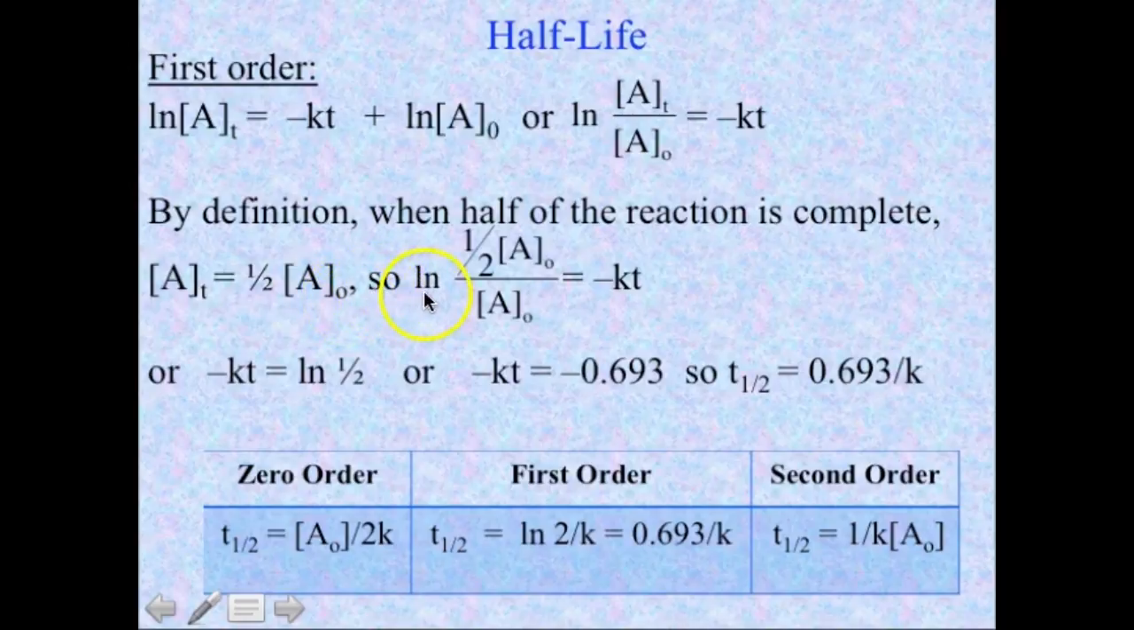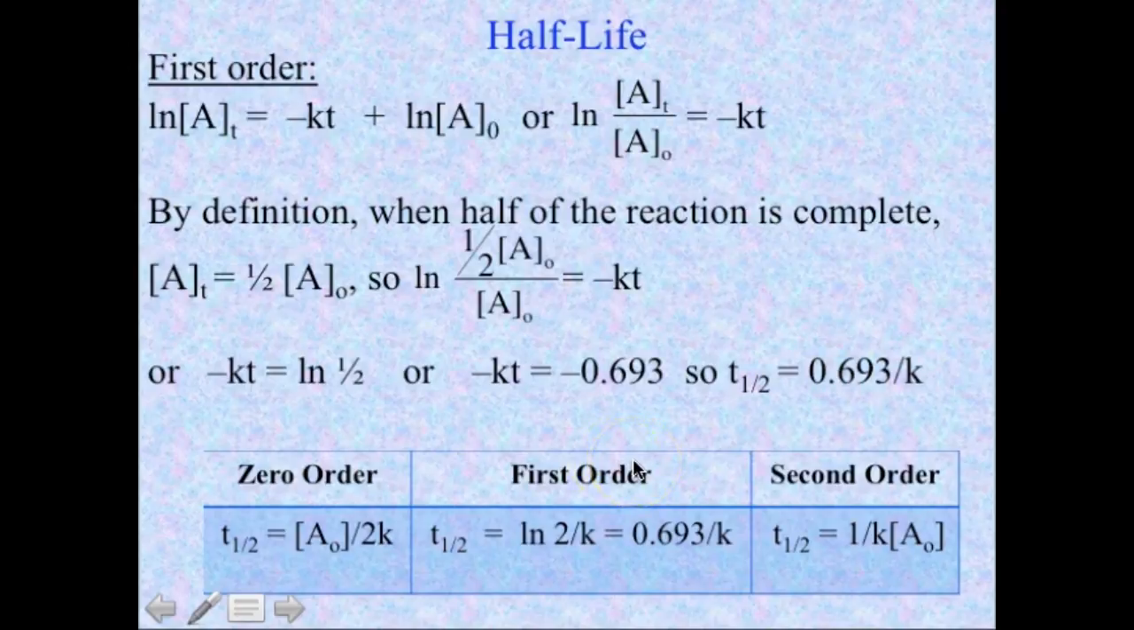So the natural log of 1/2 of the concentration of A at the beginning divided by the concentration of A originally equals minus kt, just plugging it into the rearranged first order rate law. So working through, minus kt equals the natural log of 1/2, or minus kt equals minus 0.693. So the half-life time equals 0.693 divided by k.